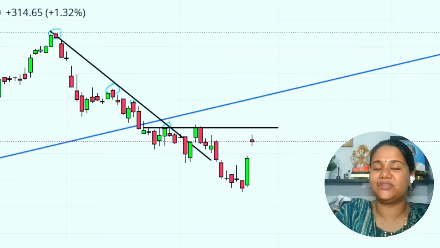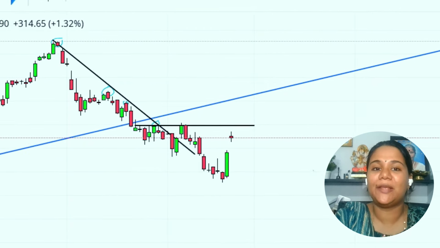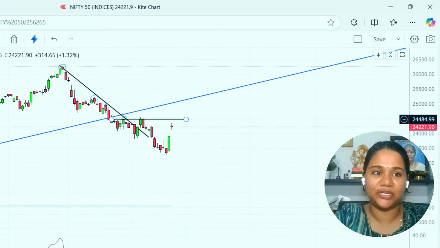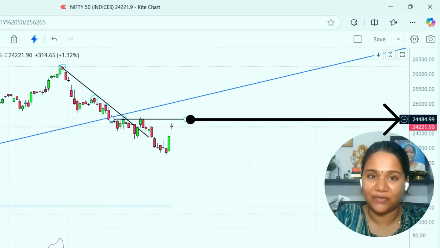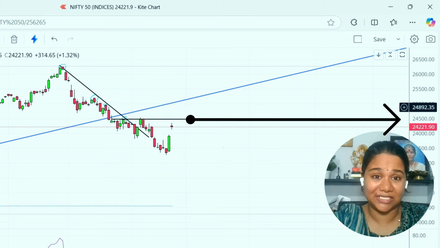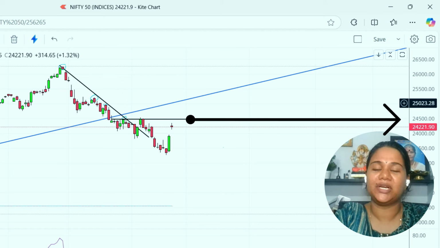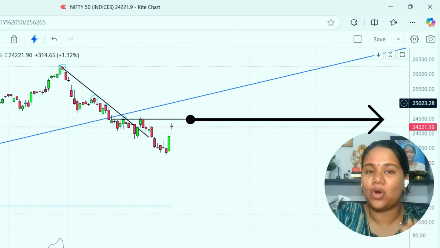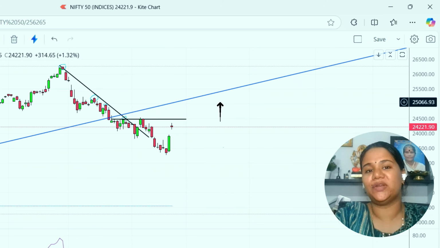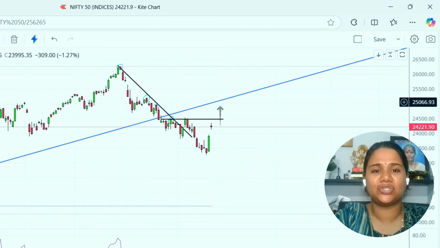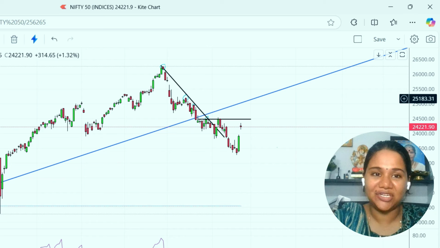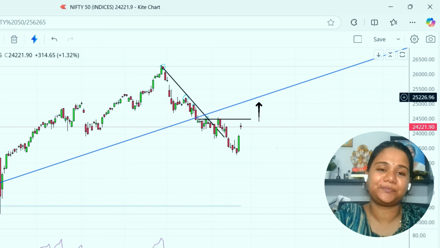So even though Nifty seems extremely bullish right now, I see there is a lot of resistance at this particular level, which is 24,500. And if the price crosses 24,500, we can expect Nifty to go up to 25,000. And when it reaches 25,000, there is a solid resistance on the weekly time frame, which is the main trend line which I have drawn here.